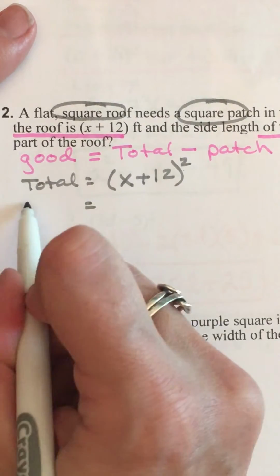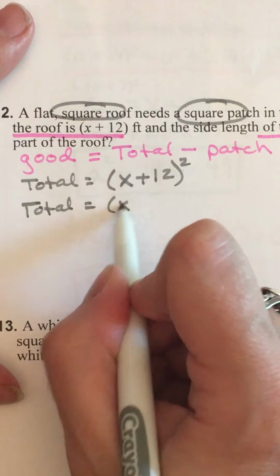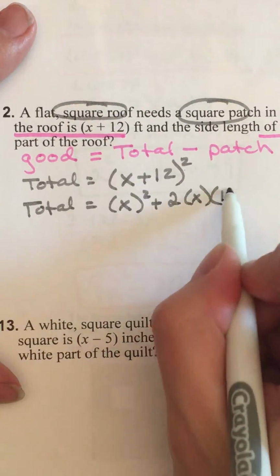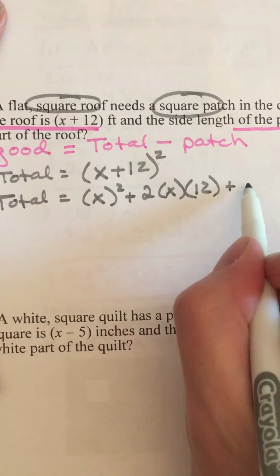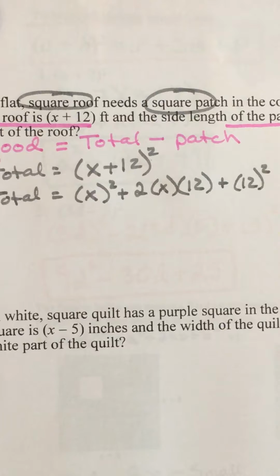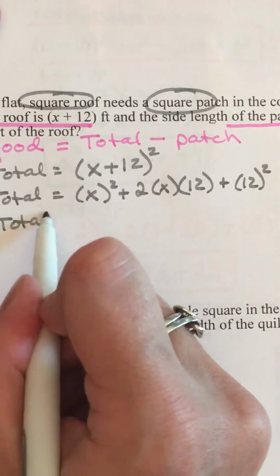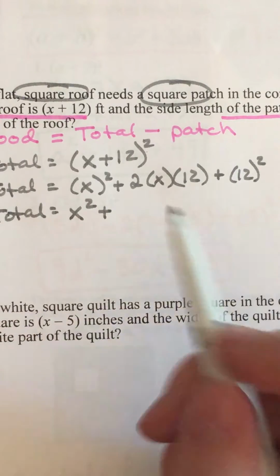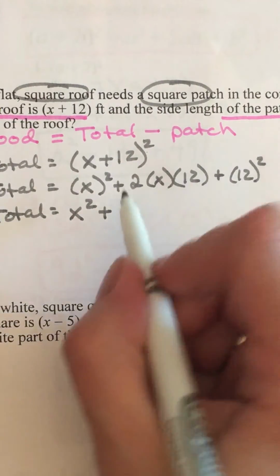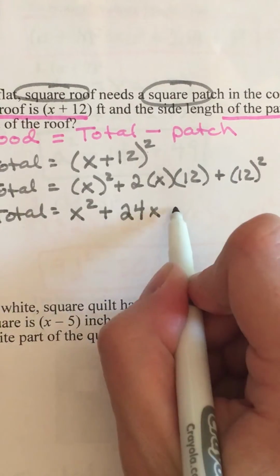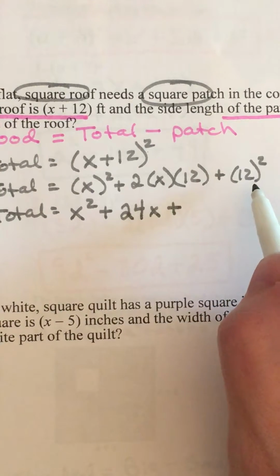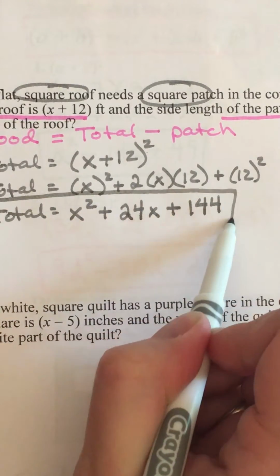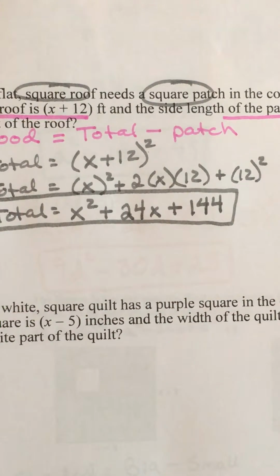So that means our total is x squared plus 2 times x times 12 plus 12 squared. Okay. So my total is going to be x squared plus 2 times 12 is 24, x plus 12 squared. Do you remember? Good job. 144. All right, there's the total area of my whole roof.